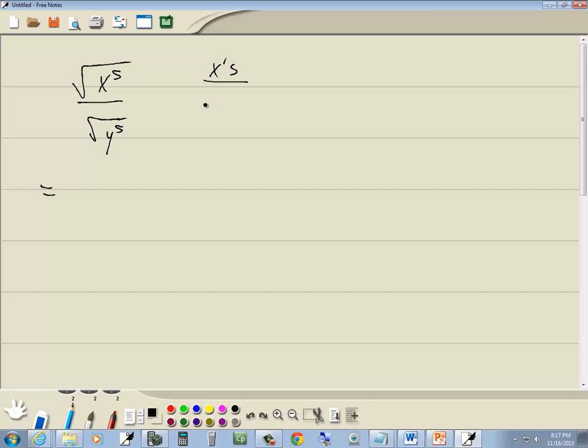Now for x's, we're going to take our power, which is 5, divided by our index, which is 2. So again, your power, which is here, divided by your index, and square root always has an index of 2. Now this is old style division. 5 divided by 2 is 2 with a remainder of 1. This 2 here tells us how many x's we're going to have come out. And this tells us how many we're going to leave inside the radical.